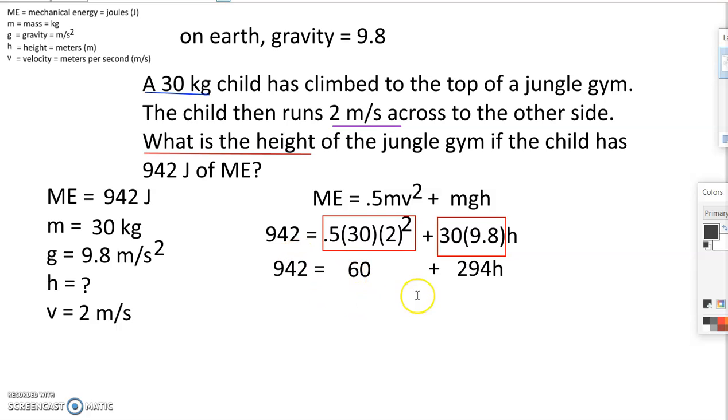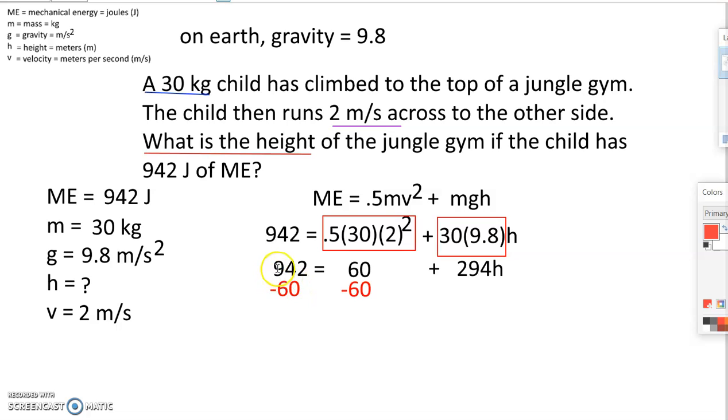All right, so there's no more numbers we can multiply. And you might be thinking, let's add the 60 and the 294 together. But you cannot do that because the 294 has a variable attached. The 60 does not have a variable attached. So these cannot be added together. Instead, what we need to do is subtract the 60 from both sides. I'm going to cancel this out. So I'm going to subtract 60 over here, and I'm going to subtract 60 over here.